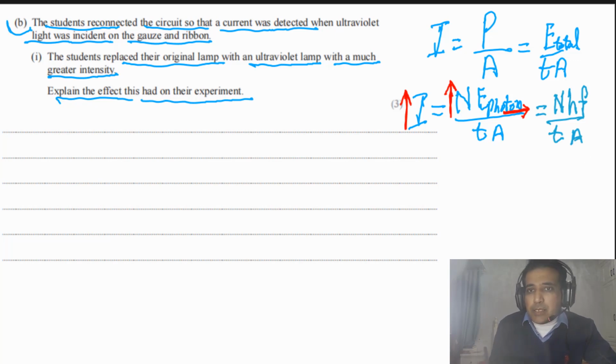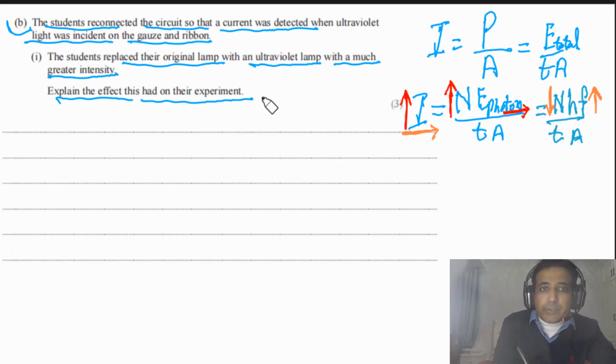Now in this case, if the question says that the intensity remains the same but we increase the frequency of the EM radiation, meaning we change the light, then what about the number of photons? They will go down, and vice versa is also true. This is a very important relationship. A lot of tricky questions you can only answer with this one.